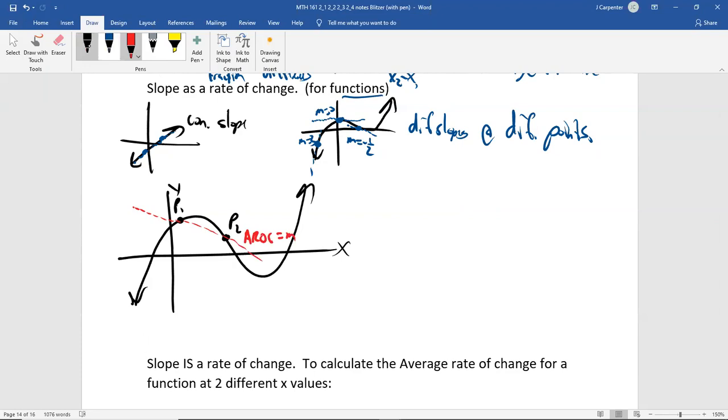Now, if I drew it somewhere else, let's say I did a blue one, let's say we did point 1 here and point 2 here, and then we have a secant line.